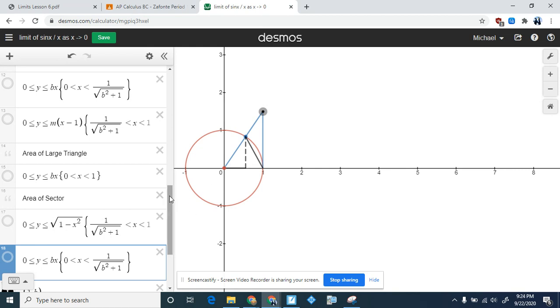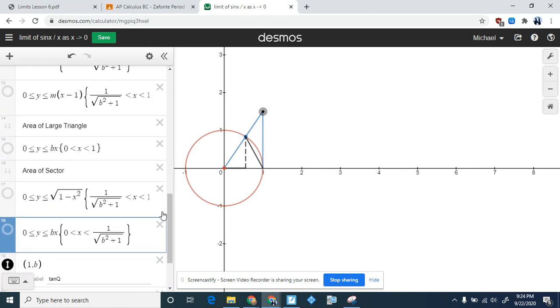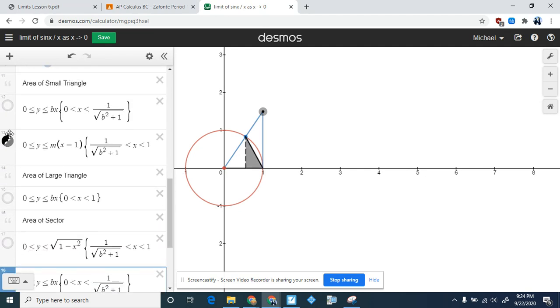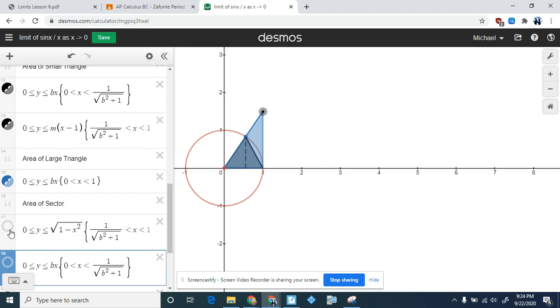And I'm interested in some areas here. For example, the area of that blue triangle right there, which we'll call the area of the big triangle. I also want to look at the area of that orange sector. Think of that as a pizza slice. And I also want the area of the black triangle right there, which we'll call the area of the small triangle. So we have the small triangle, the big triangle, and the sector, and we're interested in seeing what's going on with those.